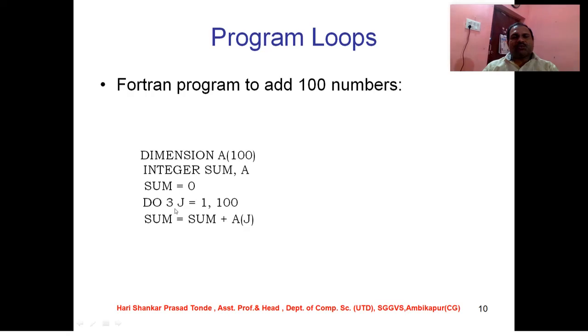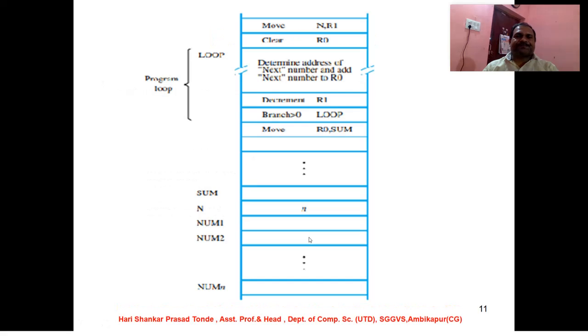So what happens, DO 3 J equal to 1, this is the initialization. As we all know, any loop has three parts: initialization, test condition, and increment or decrement. So starting from J equal to 1 up to 100, sum is equal to sum plus A(J), and each time we are going to add the particular number to the sum variable, and that will be stored in the sum variable, and afterward it will be displayed. So this is the pictorial representation of the looping part, how it is going to be looped.